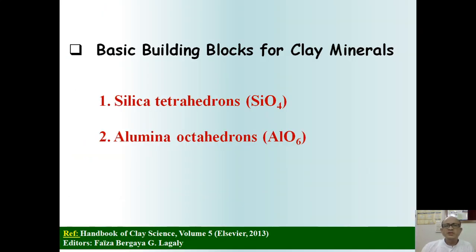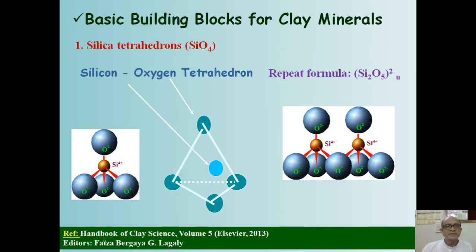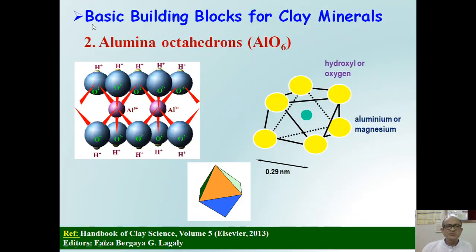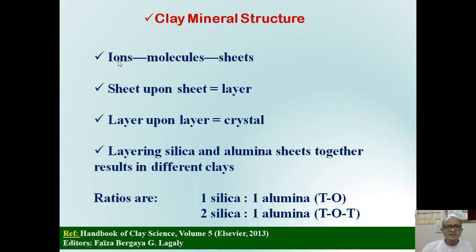Now, the basic building blocks of clay minerals are silica tetrahedrons, SiO4, and alumina octahedrons. The silica tetrahedron structure is shown schematically like this, and the silica tetrahedron repeat units join together and form a silica sheet. Similarly, the alumina octahedron, AlO6, structure is like this, and they join together to form an alumina sheet. Sheet upon sheet, layer upon layer, forms a crystal, and layering silica and alumina sheets together results in different clays.